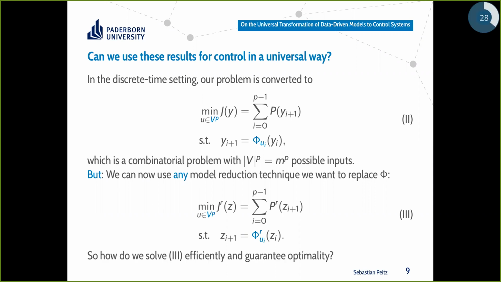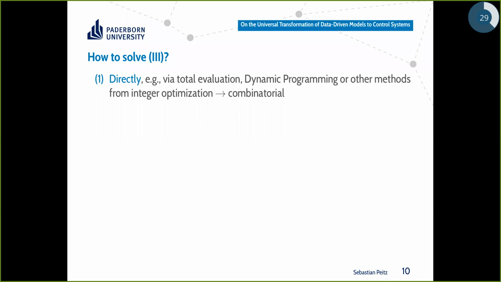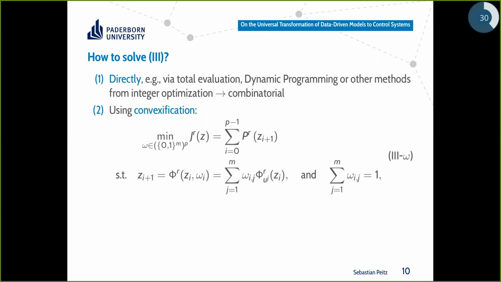And the question now is not how do we do the surrogate modeling, because we have established this. The question now is how do we solve this optimization problem efficiently, and more importantly, how do we guarantee optimality? There are several approaches to solve this problem 3. The first one, and the most obvious one, is to just directly solve it using, for example, total evaluation. If my number of inputs is not too large, I can use dynamic programming or other methods from integer optimization. So there are approaches, but these are usually very costly, and they are all combinatorial. There's no way around this. Or there is one way around it.